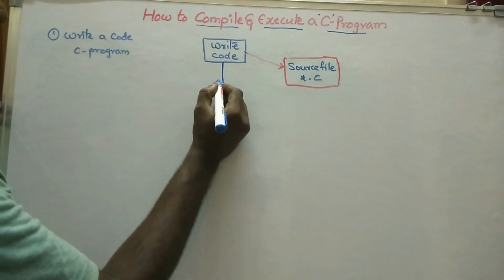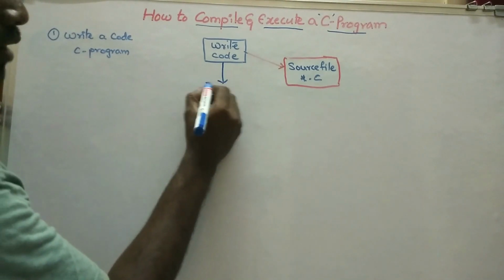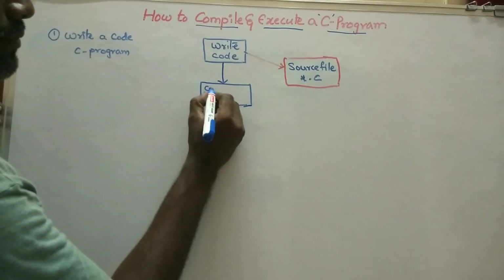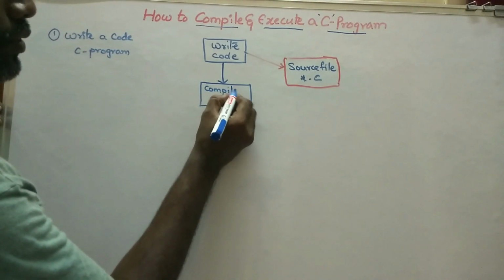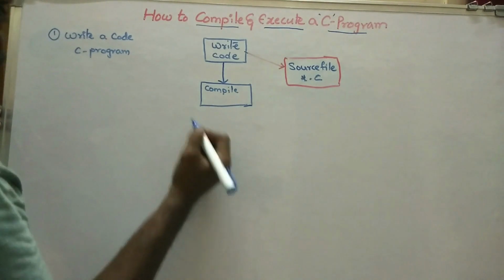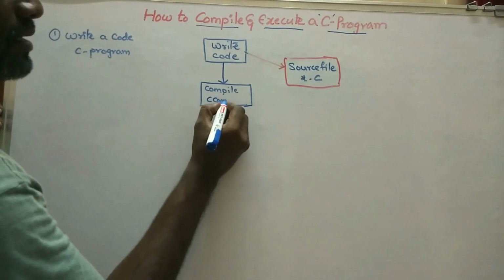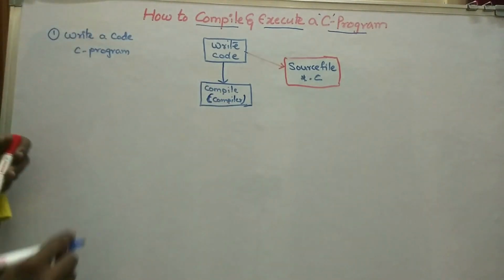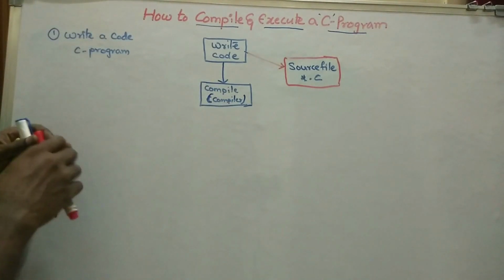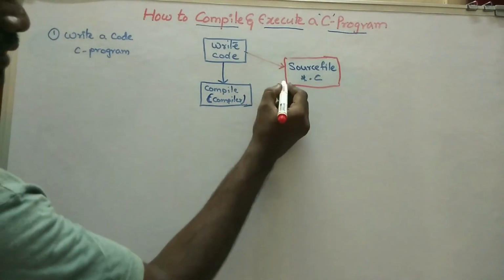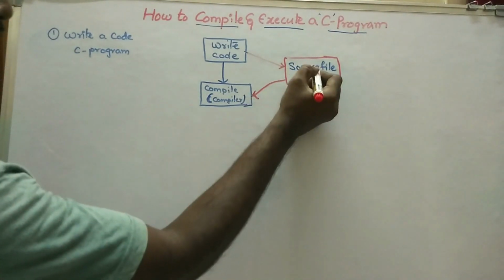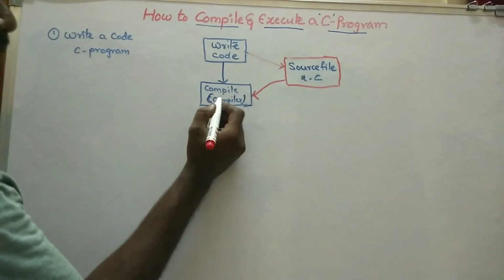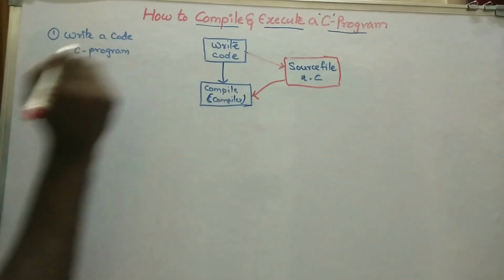After you write the program and save it, then we have to compile. For which purpose do you compile? You compile the program to check for errors. How can we compile? By using the compiler. The source file you saved is taken as input, and by using the compiler you compile this input file.